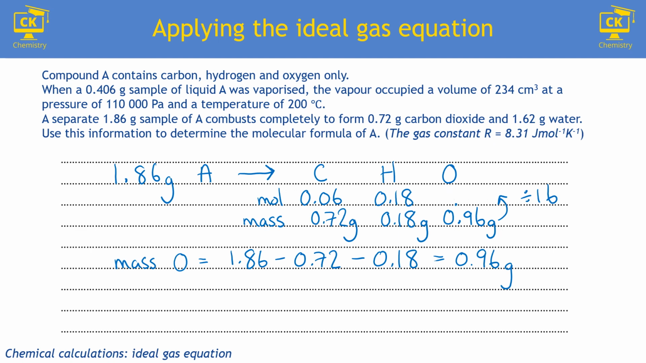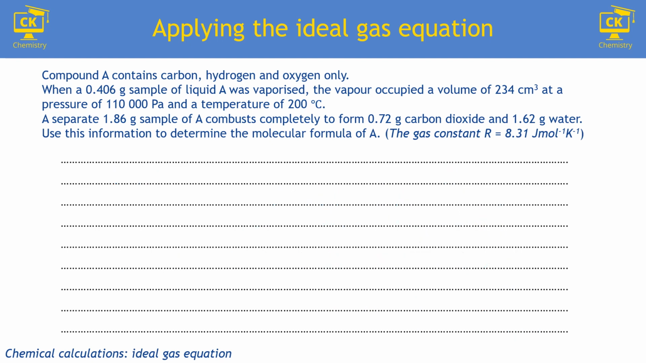And my answer to my question mark is going to be 0.06. So it turns out that the molar ratio is 0.06, 0.18, 0.06. Divide everything by 0.06 and I get my final simplest whole number ratio as 1 to 3 to 1. So the empirical formula is CH3O. We're now ready to put all of that together into our final answer.